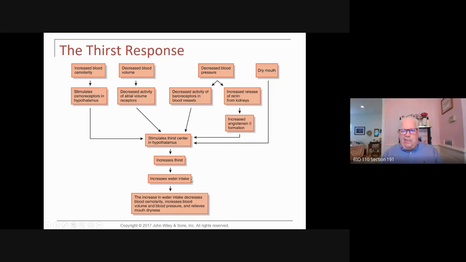And the increase in water intake in your body decreases blood osmolarity. Now you have more fluid. It increases your blood volume. It increases your blood pressure. And it relieves your dry mouth. And this is why you drink fluids.